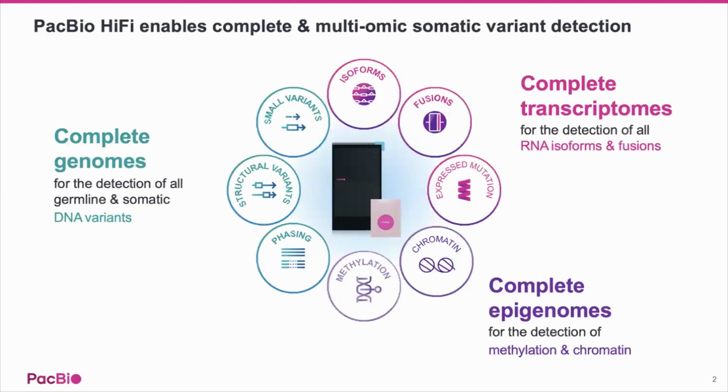PacBio HiFi sequencing enables a comprehensive multi-omic solution for cancer research. This includes the ability on the genome side to detect germline and somatic mutations, where the accuracy of the reads enables precise small and large variant detection, while the long read lengths enable phasing of these variants. With native DNA sequencing, we can also see methylation patterns. Later, we'll show that we can also obtain chromatin accessibility information using a technique called FiberSeq.